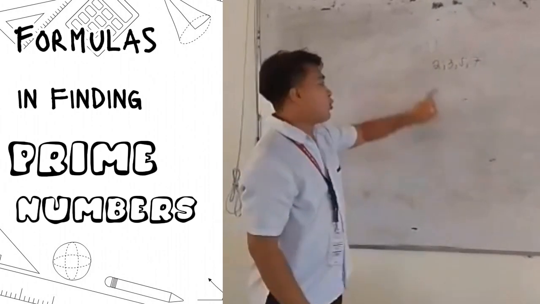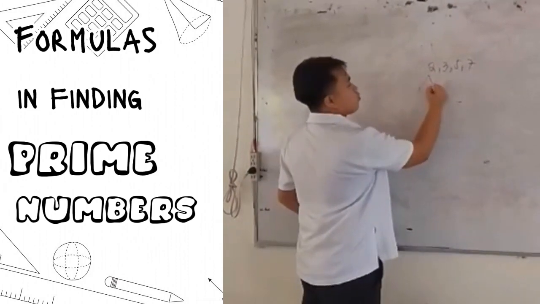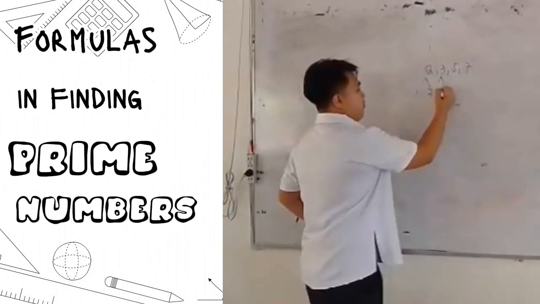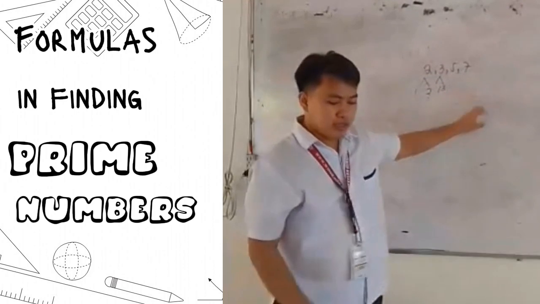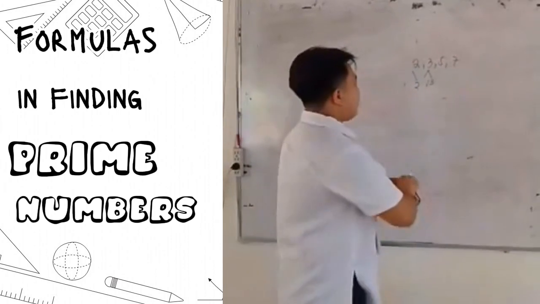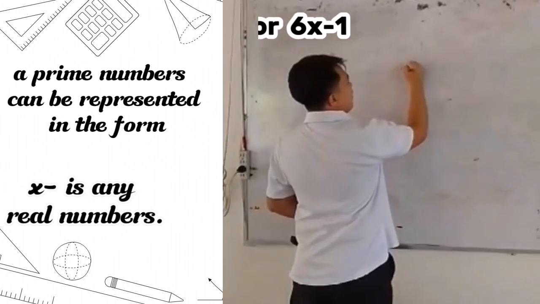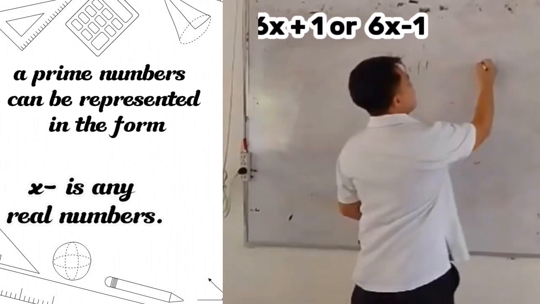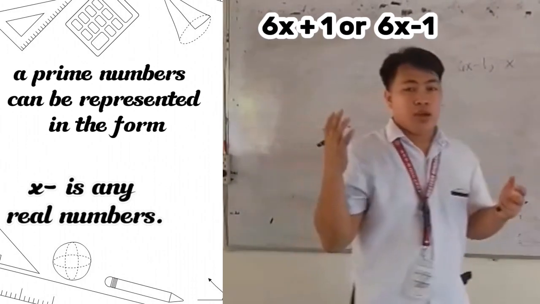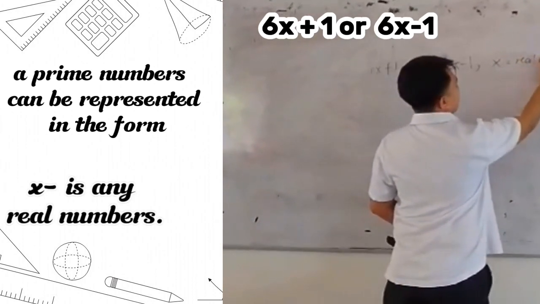Take the number 2, for example. 2 can be divisible by 1 and 2. And the same with number 3, which can be factored by 1 and 3. In finding prime numbers, we have two given formulas: 6x plus 1 and 6x minus 1, where x is any real number.